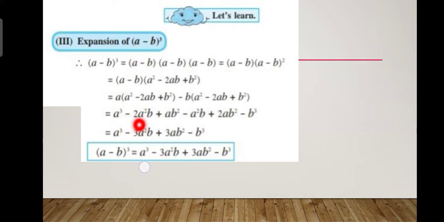अभी a square वाला टर्म कौन सा है, ये वाला a square b, so minus 2a square b minus a square b minus 3a square b plus ab square plus 2ab square plus 3ab square minus b cube. Okay, now a minus b the whole cube का फॉर्मूला क्या मिल गया, that a cube minus 3a square b plus 3ab square minus b cube.